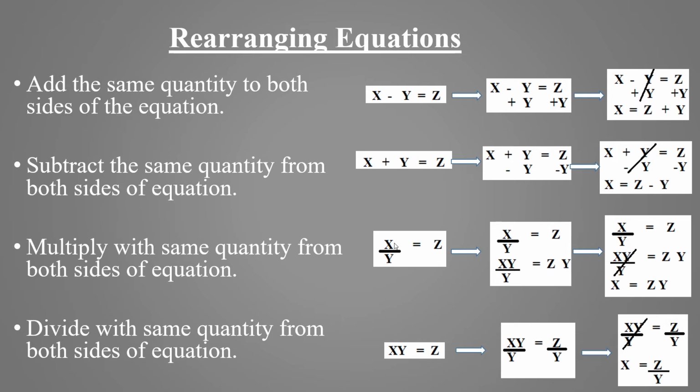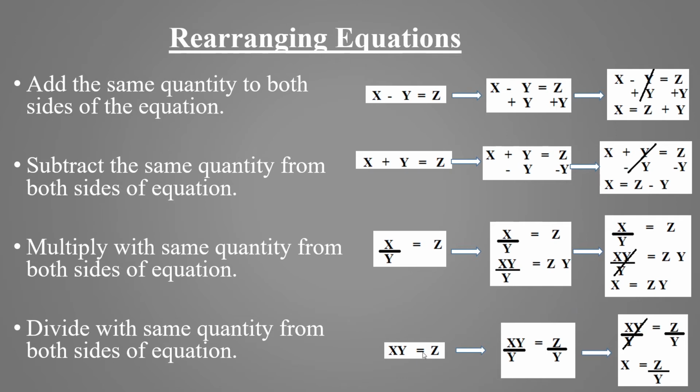In this example, x and y are being divided, and I want to move this y to the other side of the equal sign. So the opposite of divide will be multiply. I am multiplying both sides of the equation by y. And when I do that, this y will cancel out, and I will have x equals z times y.